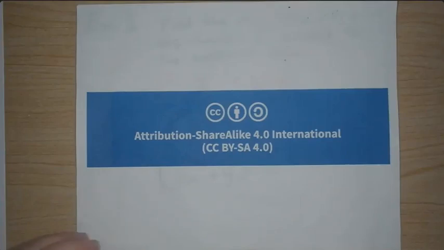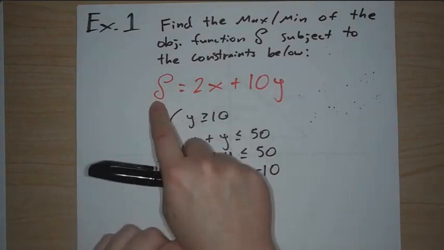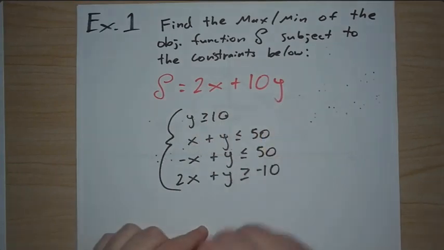This is example 1 of the Systems of Linear Inequalities lab. We have the following problem. We want to find the max and min of the objective function S subject to the constraints below. So this is our objective function: S is equal to 2x plus 10y, and it's subject to these constraints.